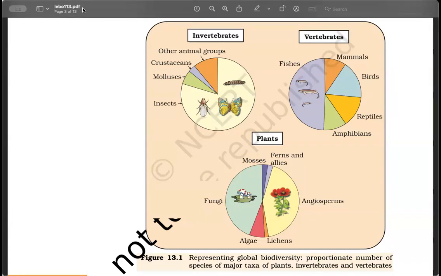And in plants, in the last class, sir, you mentioned that fungi is not a plant. But still it's there in the pie chart.